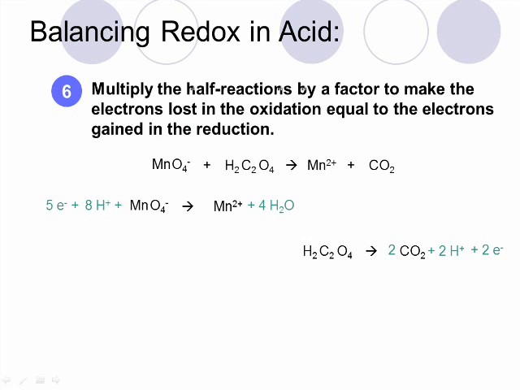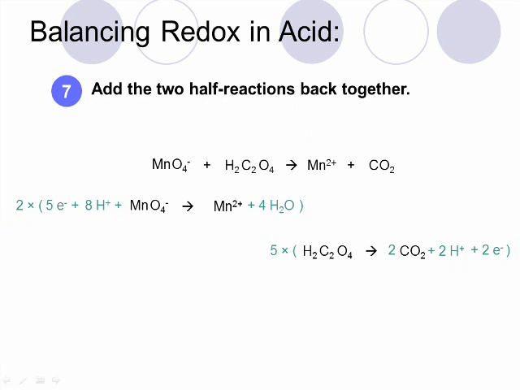Now what we do is we multiply the half reactions by a factor to make the electrons lost in the oxidation equal to the electrons gained in the reduction. So what factor would that be between 2 and 5? Well, we have to do a lowest common multiple. So we multiply 2 by 5 and 5 by 2, and we get 10 on each side. Lowest common multiple, which would be 10.